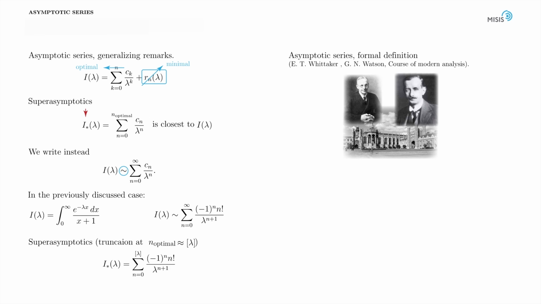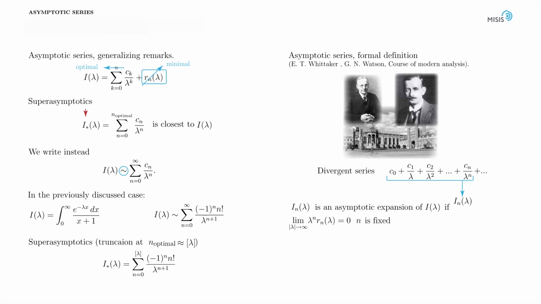Finally, I give you the formal definition of asymptotic series from the book by Whittaker and Watson. Suppose we have a divergent series. Here are its first n terms. We denote this sum by In of lambda. They say that this series represents the asymptotic expansion of some function I of lambda if the error Rn of lambda satisfies the following condition for a fixed n. Lambda is assumed complex in general case. The error is just the difference between I of lambda and In of lambda. So this is the formal definition of the asymptotic series.